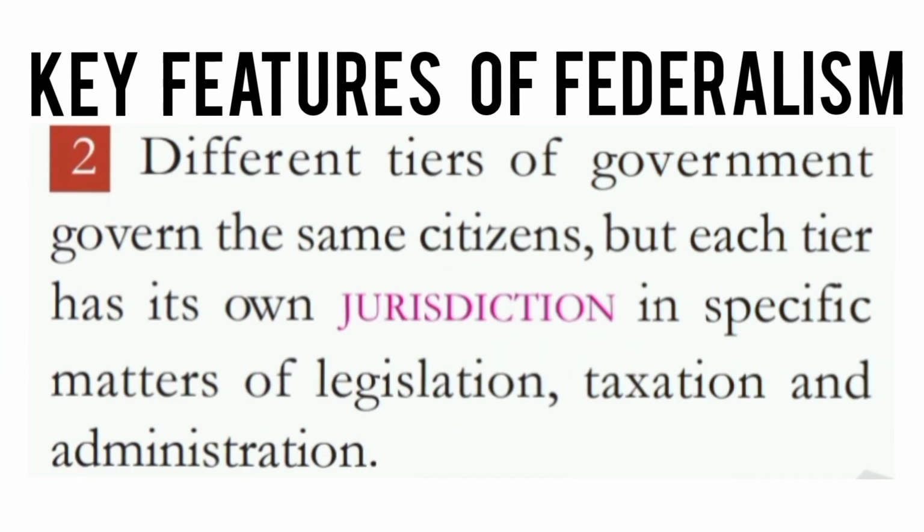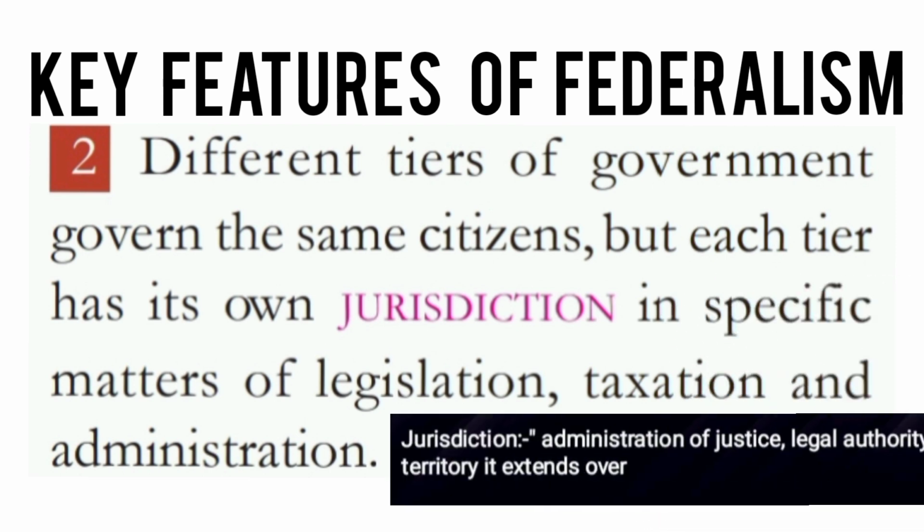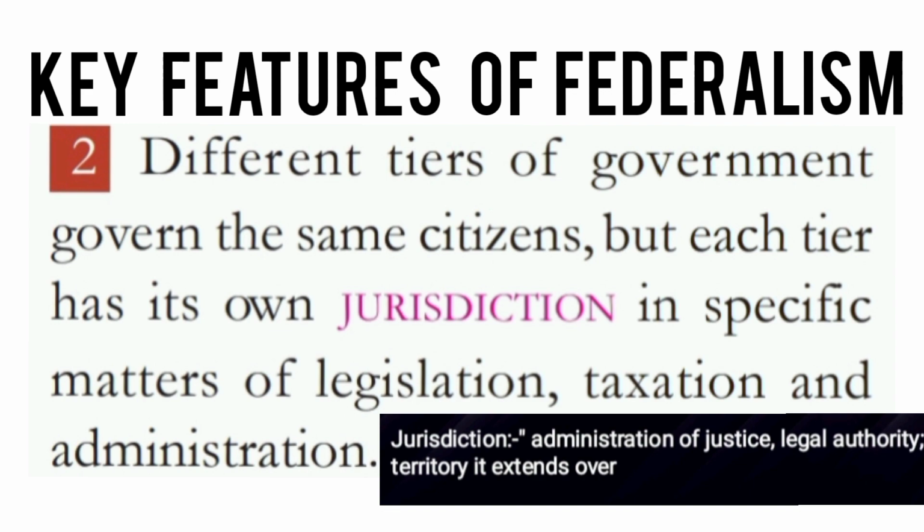Second, different tiers of government govern the same citizens, but each tier has its own jurisdiction in specific matters of legislation, taxation, and administration, which means each citizen is related to all the tiers. For example, there is a person named A. A is governed by or comes under all the three tiers, which means he is related to central government, state government, local government, etc. Jurisdiction may be different. Jurisdiction here means administration of justice, legal authority, territory it extends over.